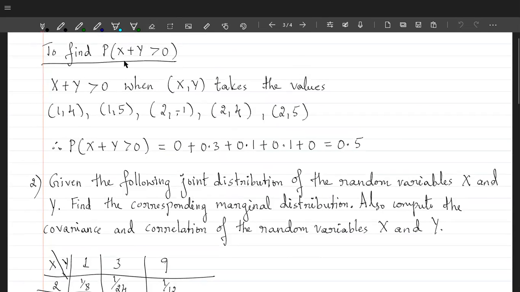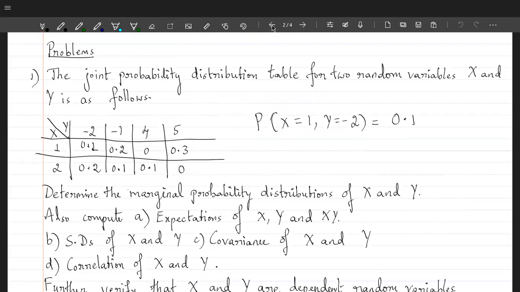Next we calculate the probability of x plus y is greater than 0. So here from the given table we have to find out when the value of x plus y is greater than 0. That is, when you add the random variable x with the random variable y, that sum must be greater than 0. When is that possible? And you have to take the corresponding probability.